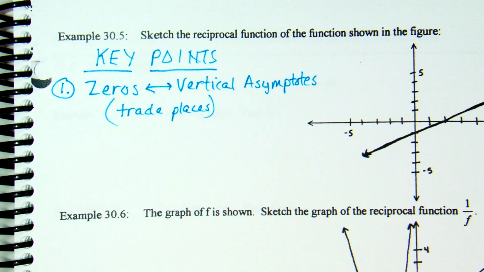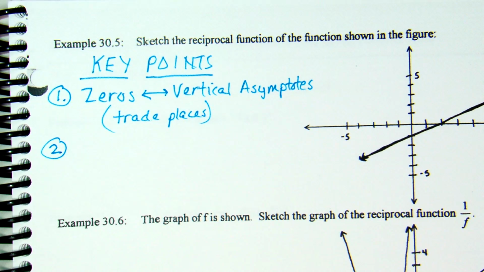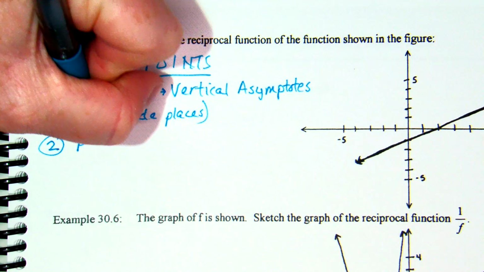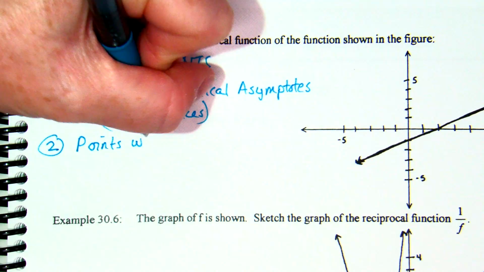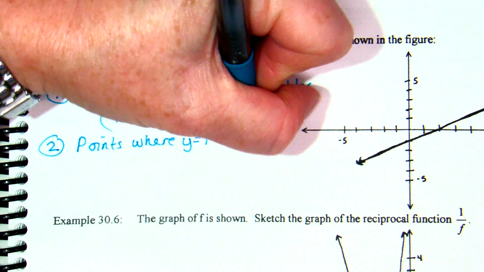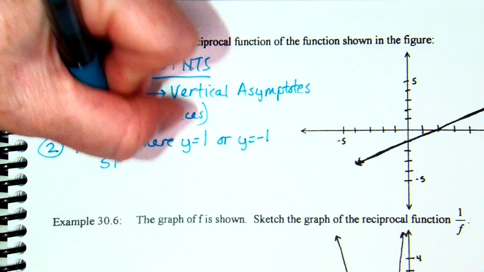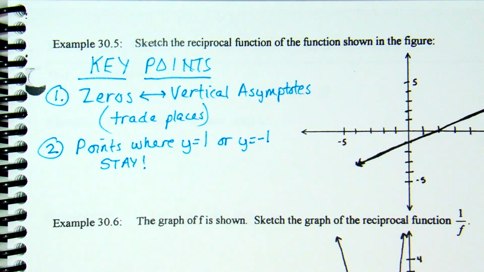I'll go ahead and give you the other 2 points, and then we will use them. Points where either the y value is 1 or -1 will stay. So that will be the same point on the graph. So points where y equals 1 or y equals -1 stay. Whatever that point is on the graph, it'll be that same point on the graph in the reciprocal function.